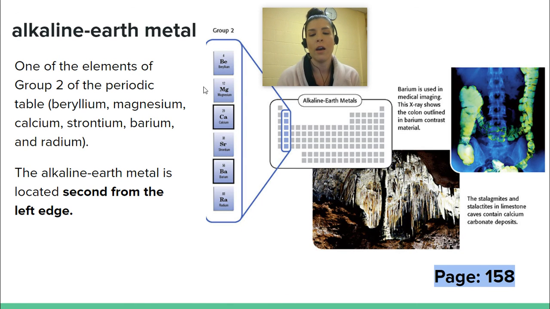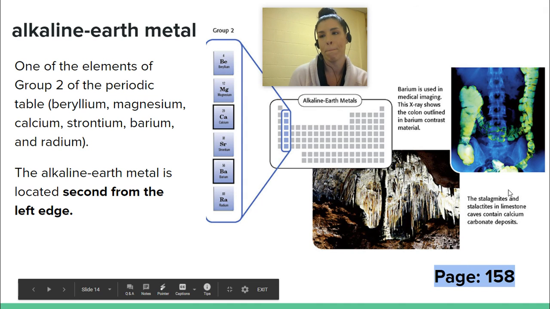Then alkali earth metal. This is found in group 2. This is the second row. So the first one was the pink one. Now is the second one. One of the elements of group 2 of the periodic table, the alkali earth metal, is located second from the left edge. This is found on page 158.